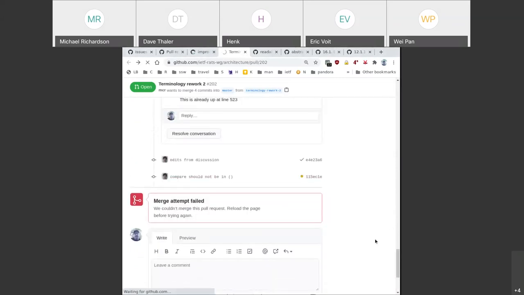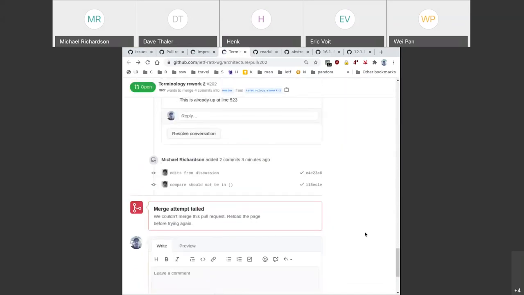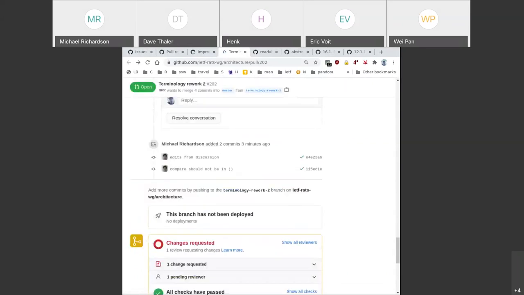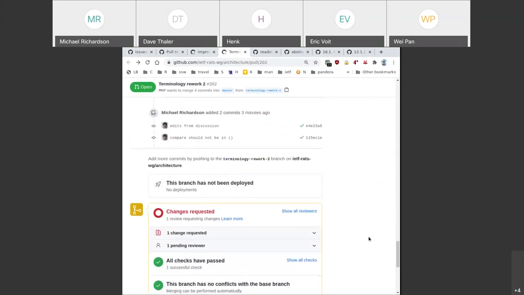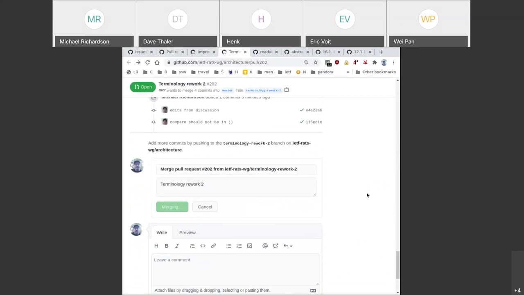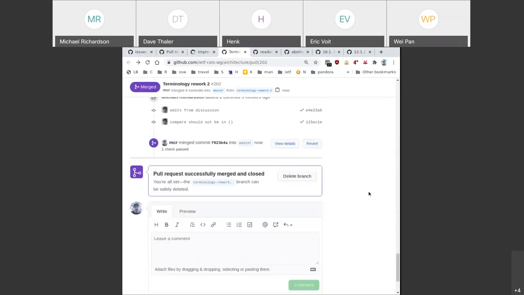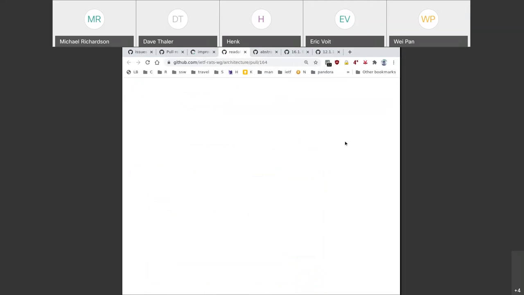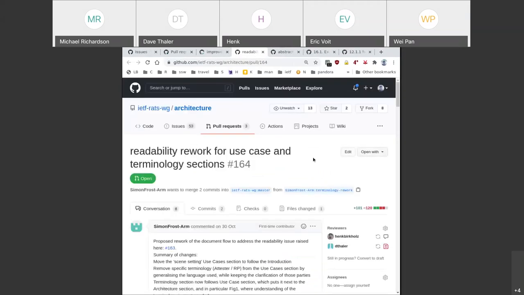Reload the page before trying again. I did reload the page. Some kind of cloud engine with pigeons running it or something. Hamsters in the wheel. Yeah. I like Brian Trammell's Curious Pigeons.